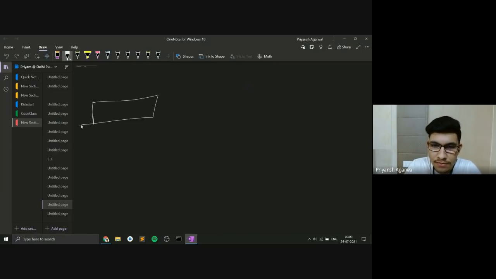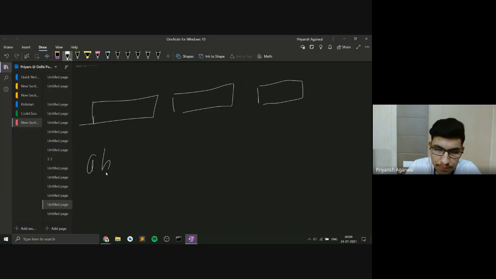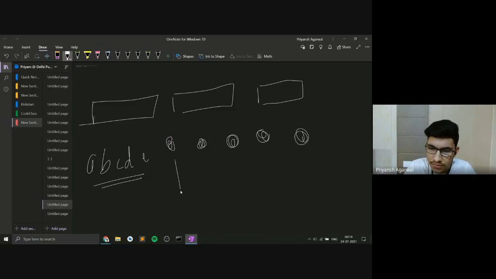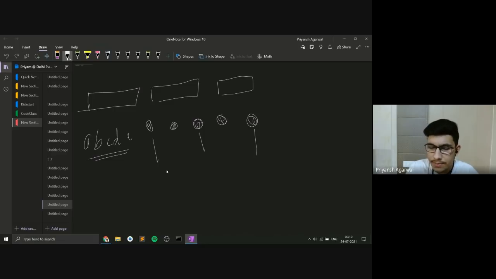So they've given you some words here, and each of these words can contain letters from A to E: A, B, C, D, E. Okay, and now you need to choose a subsequence of these words. So let's say these are the words, and I decide to choose this one and this one. Now, after choosing this subsequence, the following condition should be true.